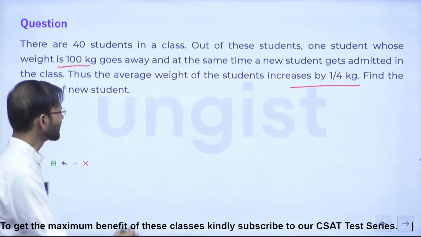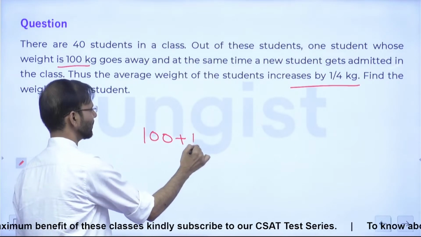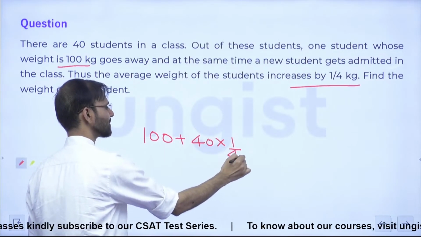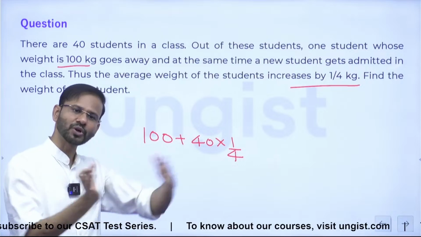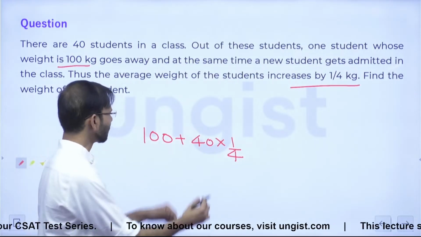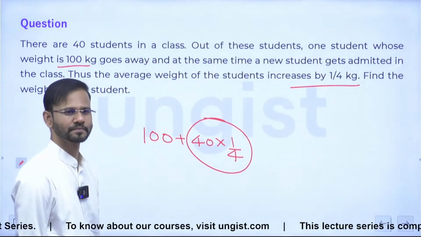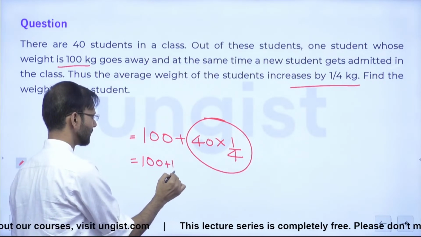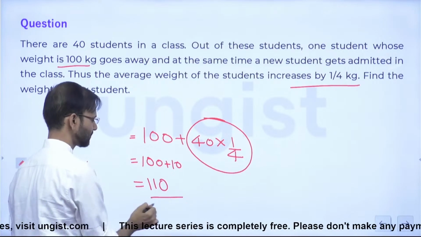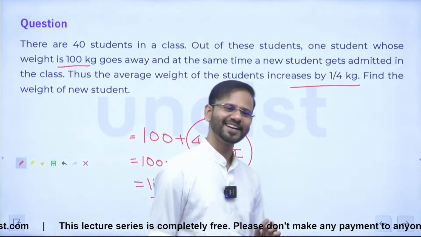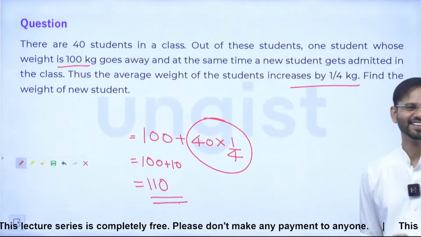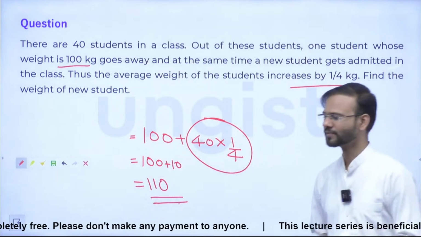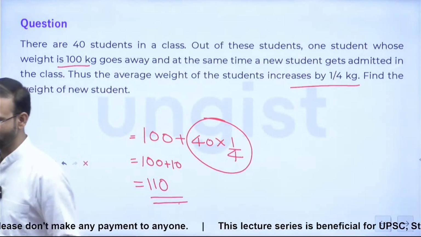Right? And how much extra he is coming with? 40 into 1/4. Why? Because he is distributing 1/4, 1/4, 1/4, 1/4 to all the 40 members. So he is coming with this much extra. Right? Clear? So this is 100 plus 10, this is 110. So his weight is 110 kg. Right? Clear everyone? Simple question. Any doubt? No? ठीक है.